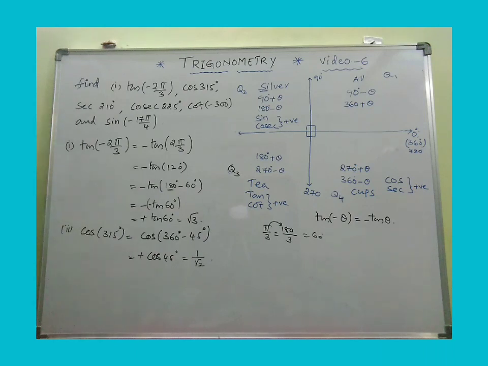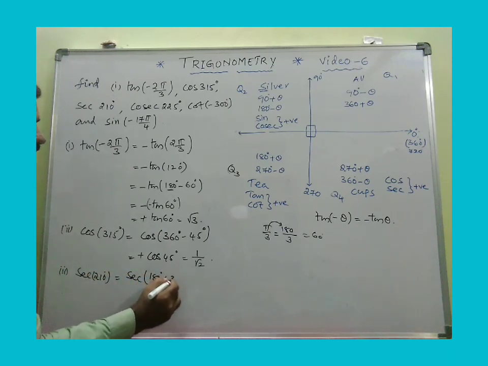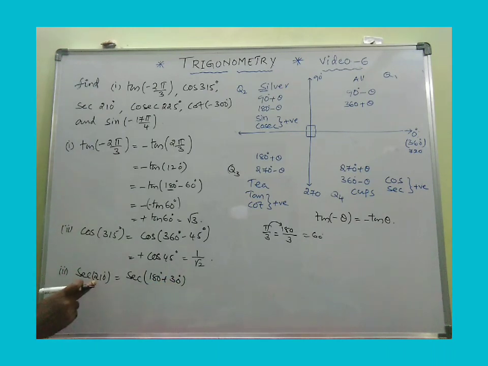Okay. Now, can you guess how we can write secant 210? I can write it as secant of 180 plus 30. You can also try 270 minus 60. No problem. Whatever the method, whether 180 plus or 270 minus, the final result is not affected.